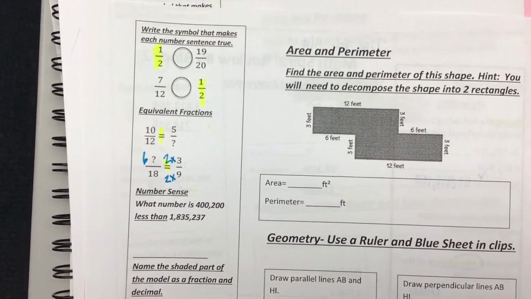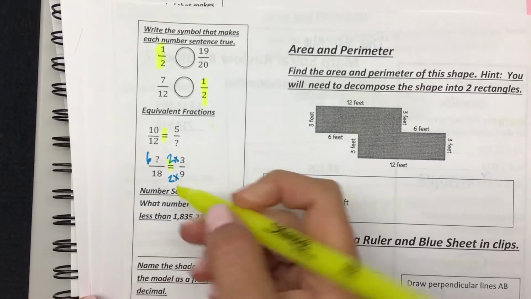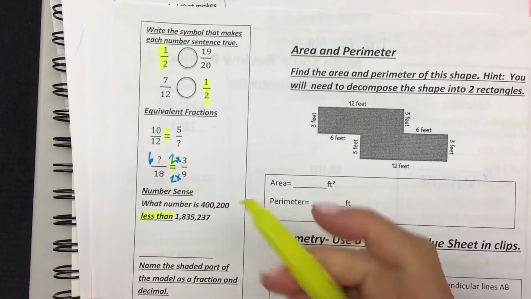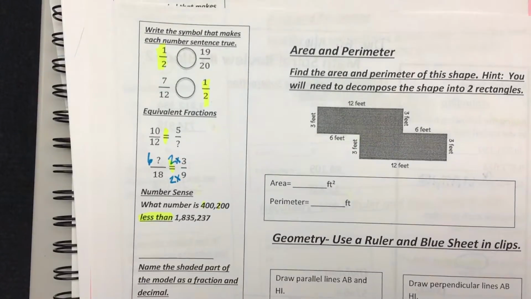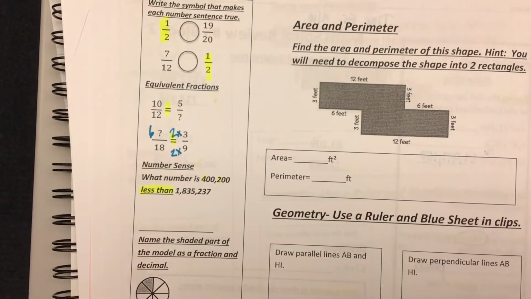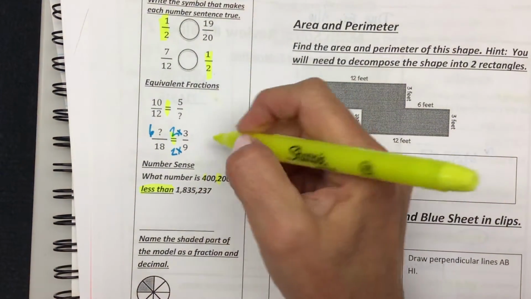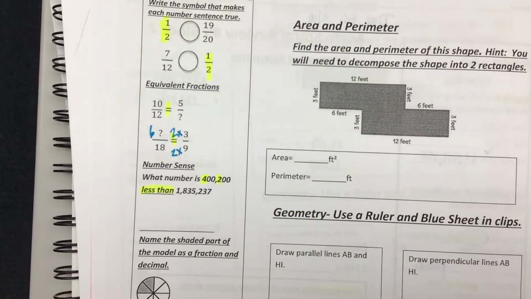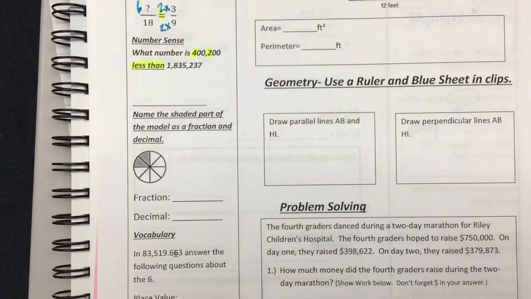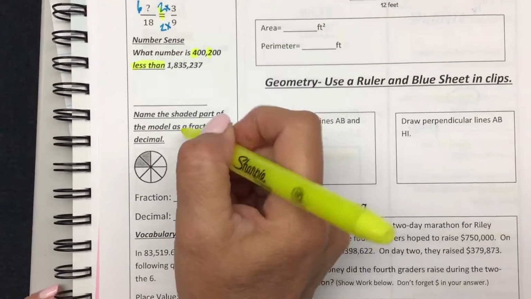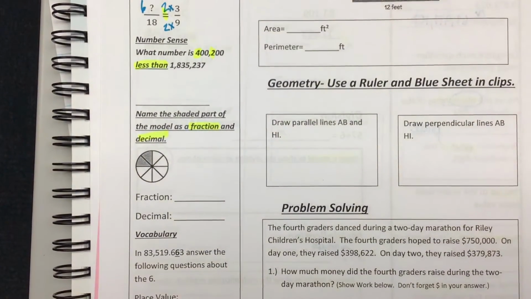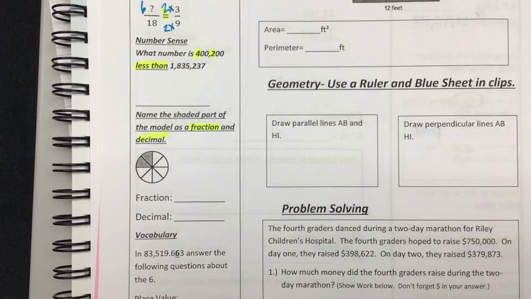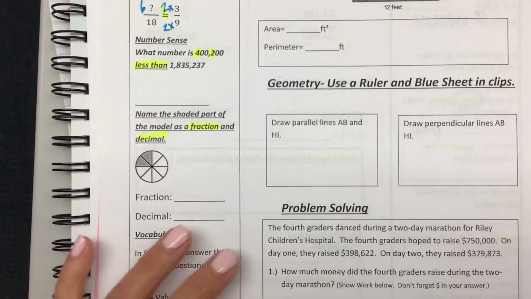Okay, what number is 400,200 less than? So really, you just need to focus on the digits in the hundred thousands column and the hundreds column. Okay, name the shaded part of the model as a fraction and a decimal. That's a little bit tricky.